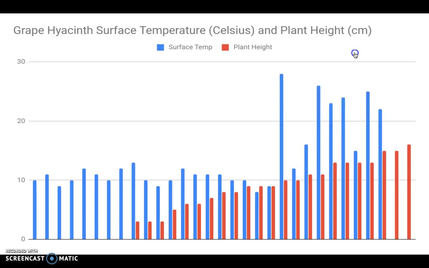Secondly, this is our data for our grape hyacinth surface temperature and plant height. During our project, while looking over our data, we found that when the temperature around our bulb goes up, so does our plant's growth.